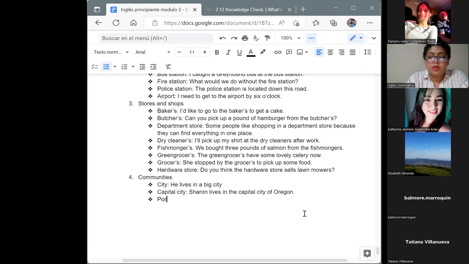Port, un puerto, port. Leghorn is a port on the Tyrrhenian Sea. Resort. Es un complejo turístico, un resort. And it says, my friend is staying at a resort on the beach.